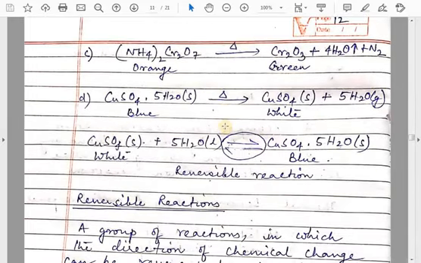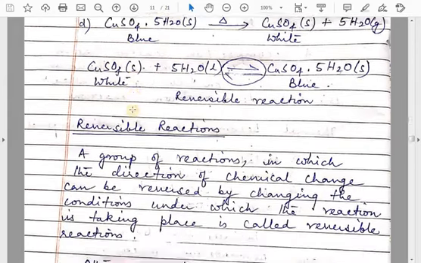Next reaction is, if orange color ammonium dichromate is heated, it will give green color solid with the flashes of light, and there will be evolution of nitrogen gas and water vapor.